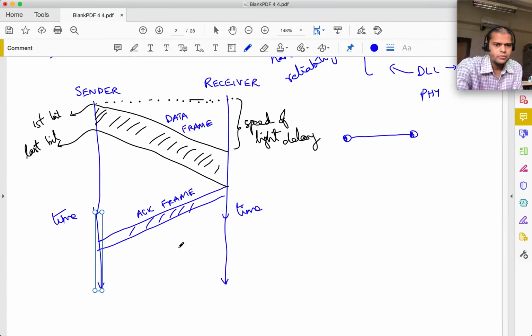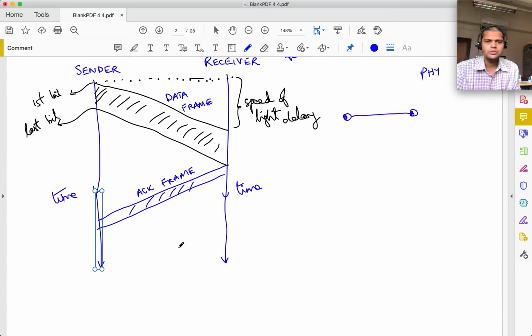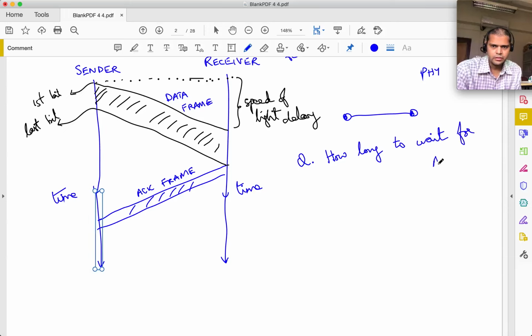So obviously the question which comes to mind is, how long should I wait for this acknowledgement? And really it depends on how long it takes the frame to reach the other end. It's not instantaneous, neither of these is instantaneous. So let's think about that. How long to wait for an ACK? And you might think, how big is this ACK frame? Okay, so notice that I've drawn them a little bit differently. So this is a bit wider than this one.